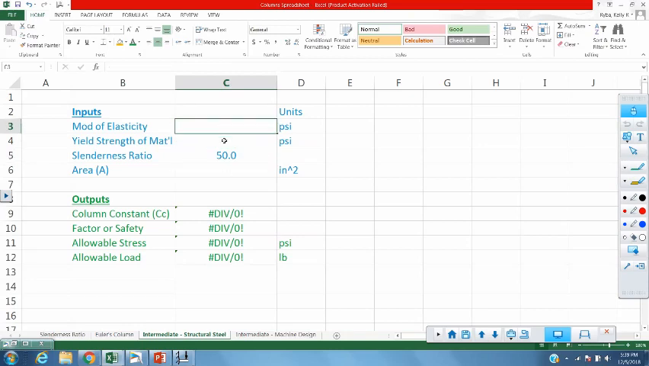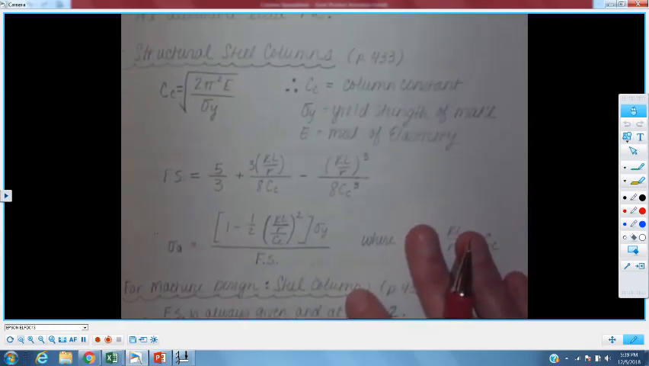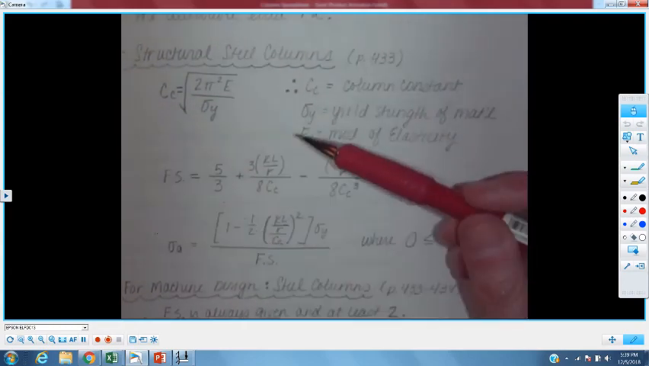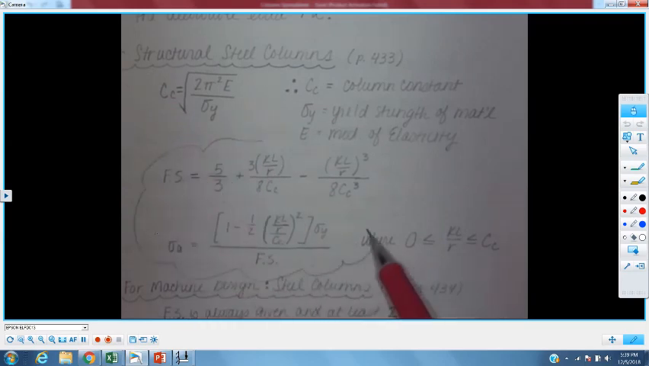And then here you're going to input your modulus of elasticity, your yield strength, and your area. And then you're going to get your column constant. You have to also calculate your factor of safety, and then your allowable stress and your allowable load. Now these equations are going to be found on that handout as well, but in the structural steel area. So it's going to be after that column constant, it's these two equations right here.